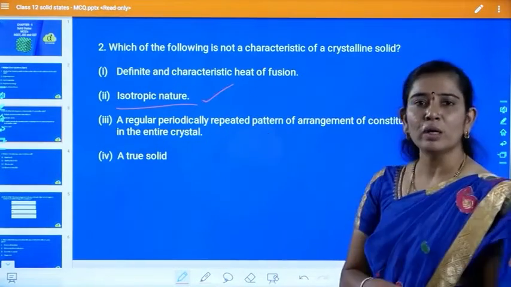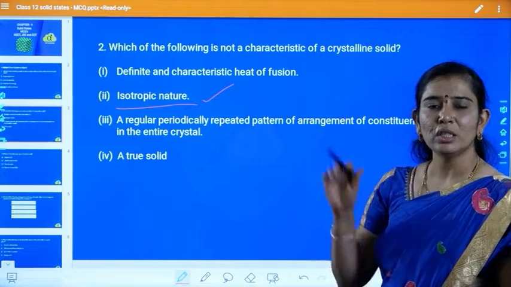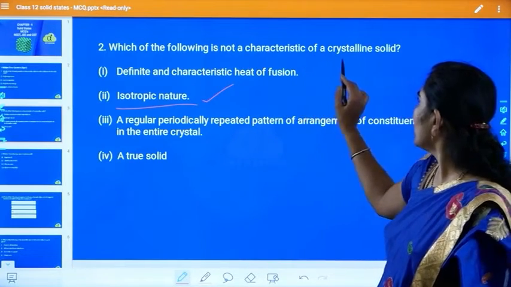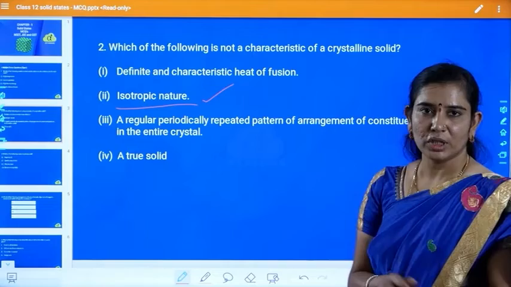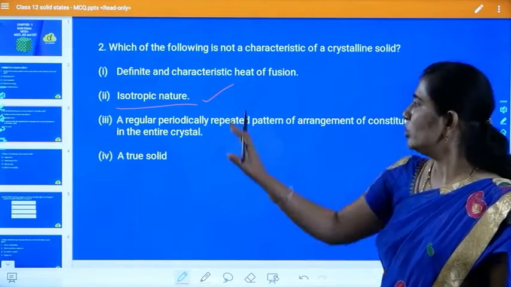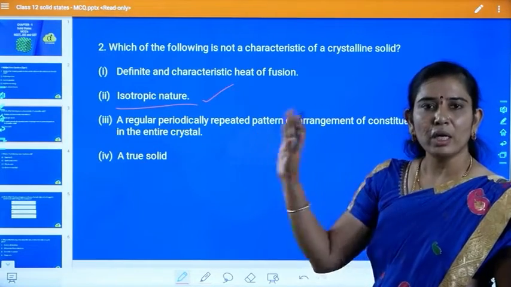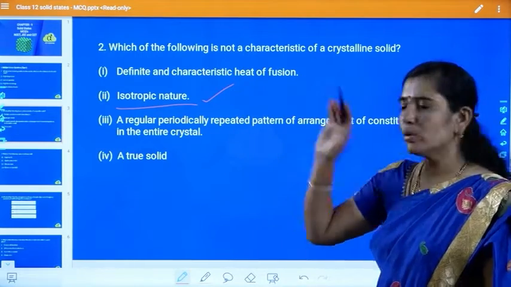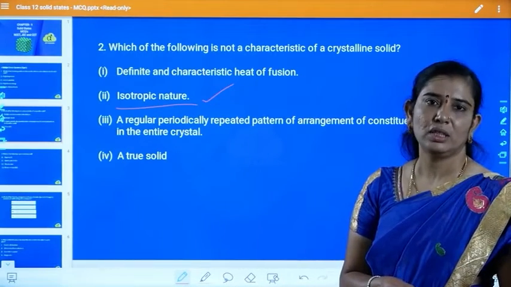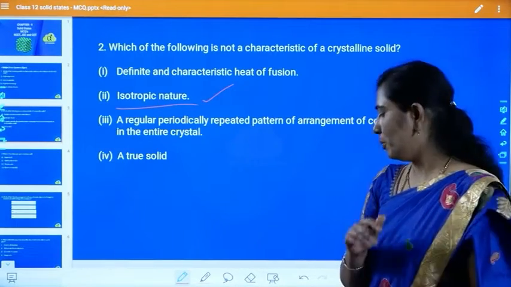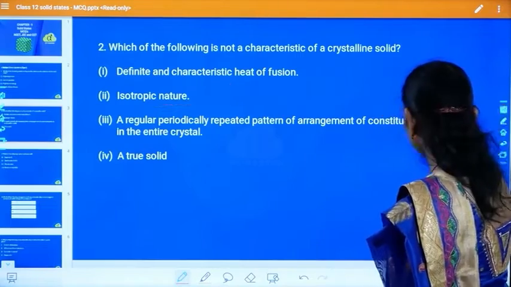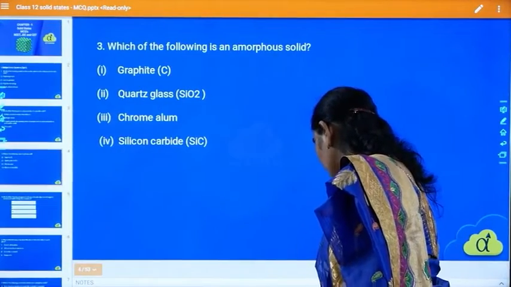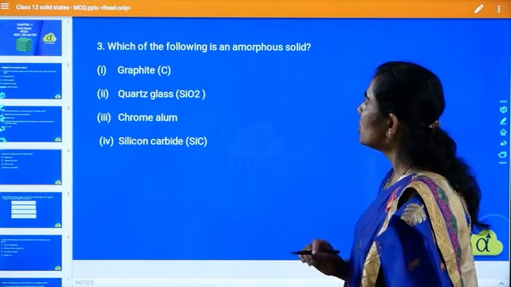So what is the answer for this? Here it is isotropic nature. This is the correct answer for the question, which of the following is not a characteristic of a crystalline solid? Students, you have to remember all the characteristics of crystalline solid and amorphous solid, then only you will be able to judge the answer like this. Okay, fine. I hope you understood, right? Next. Now I'm going to take up the next question. So what is the next question here?